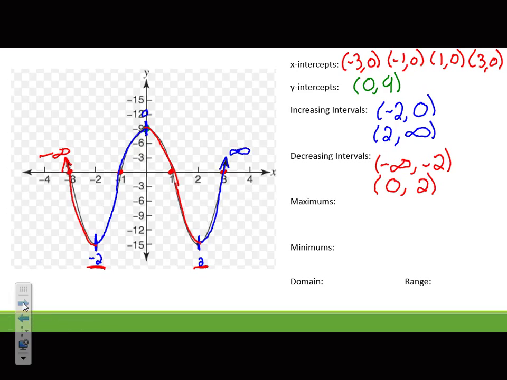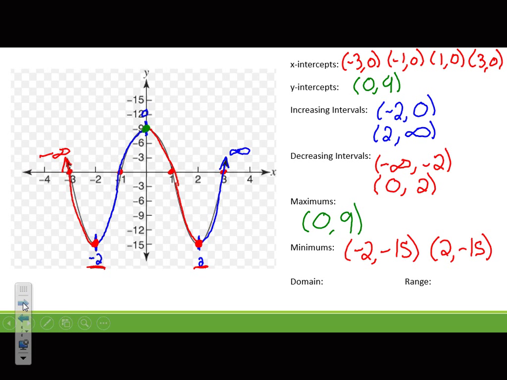Now maximum. This one does have a maximum. My highest point right here at (0, 9). And I also have some minimums. This time I have more than one. I have one here and I have one right here. So my first one is (-2, -15). And my second one is (2, -15).